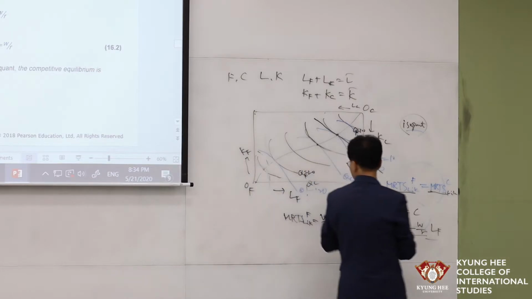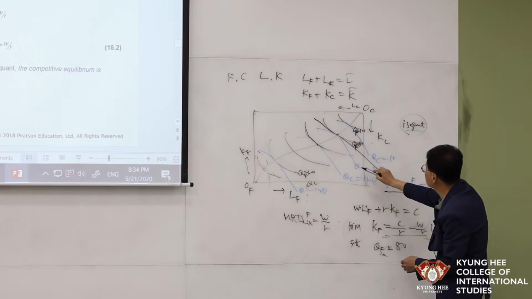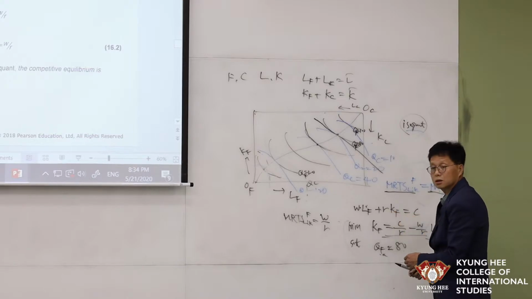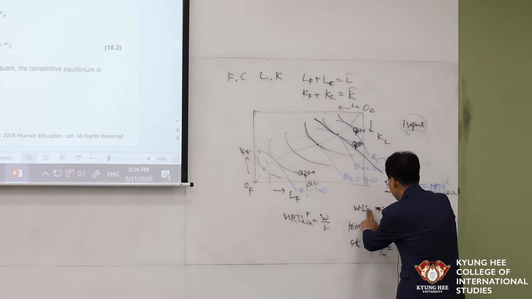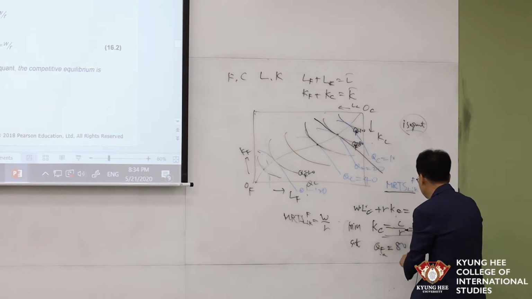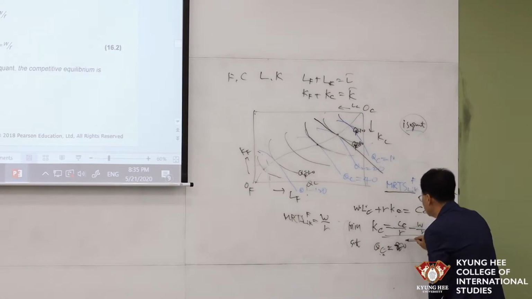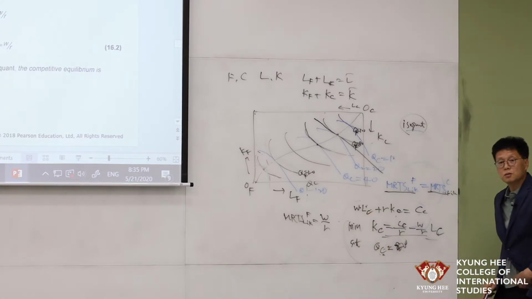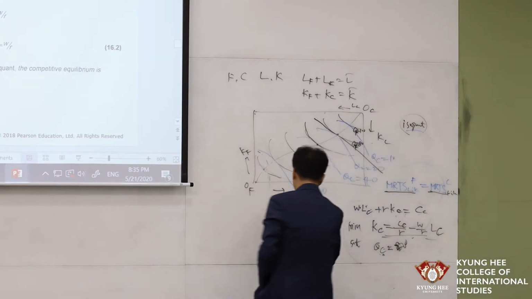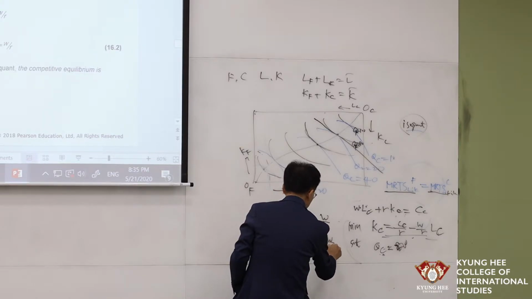Right? Also, now think about this one. Clothing production. You want to produce 20 units of clothing subject to cost. That is WLC plus RKC is equal to cost for clothing. Right? Rewriting this, KC is C over R minus W over R times LC, and QC is 20 units. Right? The cost minimizing condition of this one is that MRTS of labor for capital in clothing production is equal to W over R.